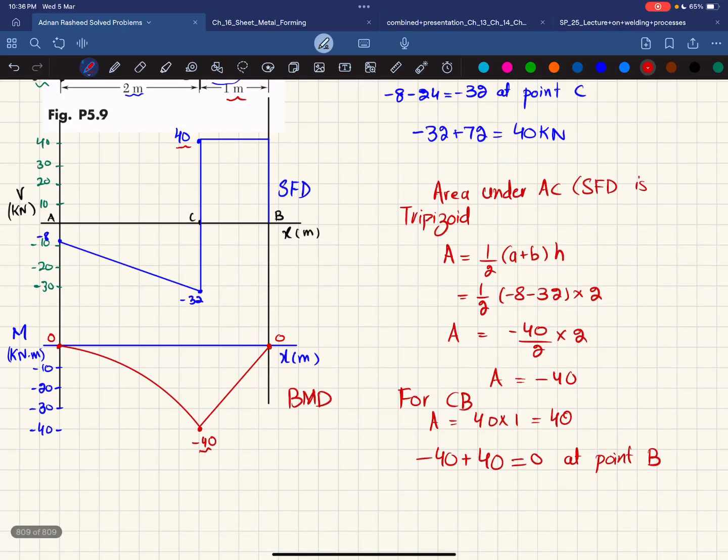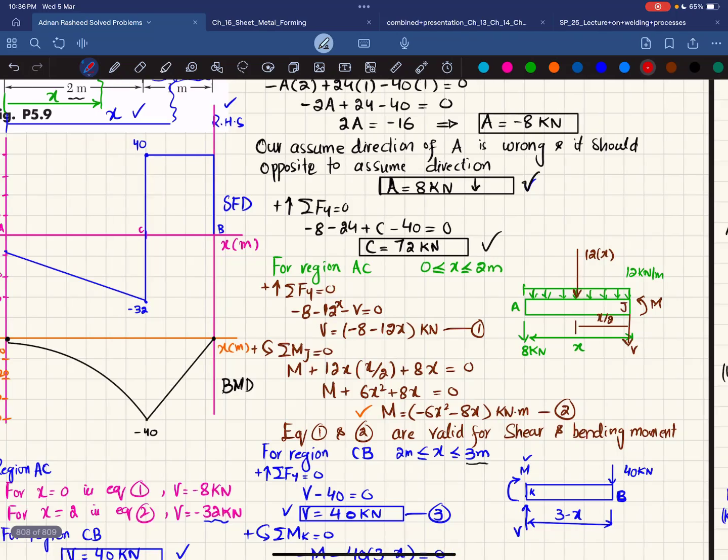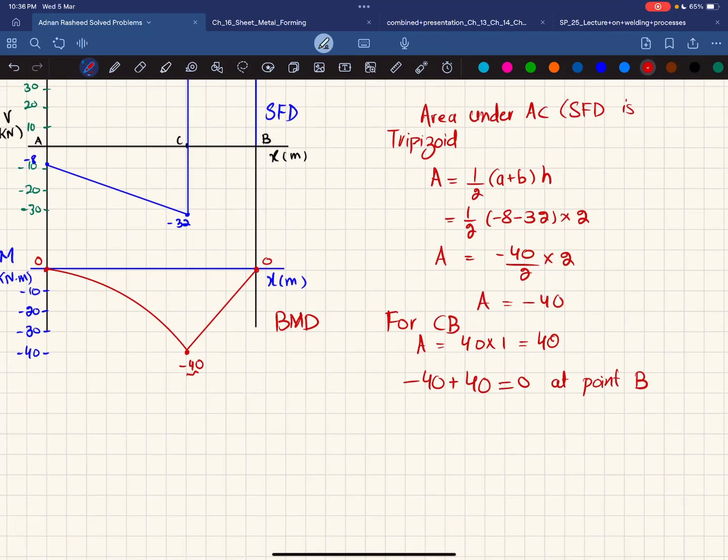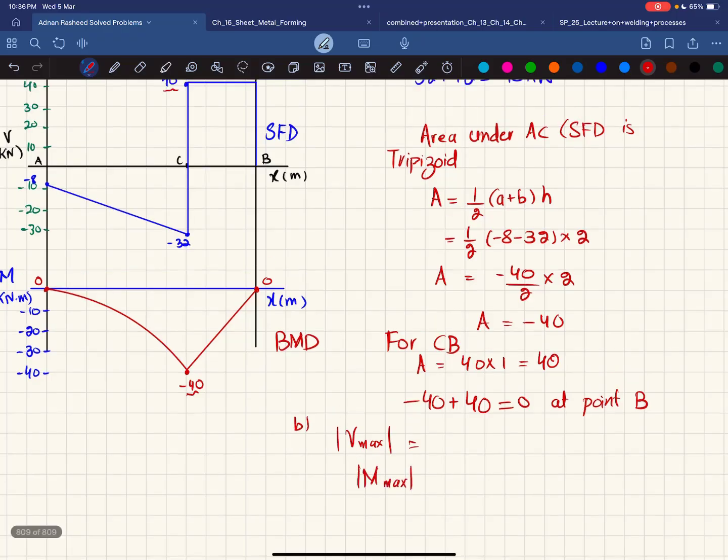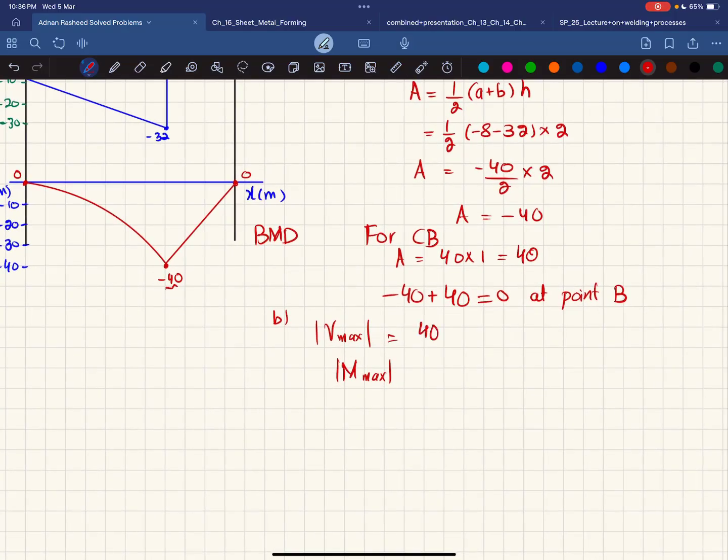Now you can compare both this one and this previous one. Both are the same. So the second part was again maximum shear force mod and maximum bending moment. From here you can see the maximum shear force is plus 40 kilonewton and the maximum absolute value is minus 40 kilonewton. So we need the maximum absolute value, that will be equal to plus 40 kilonewton meter. And again the answers are the same.